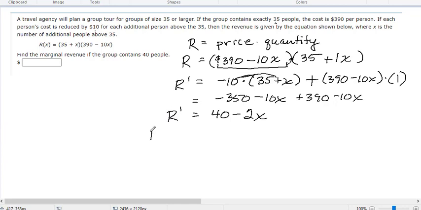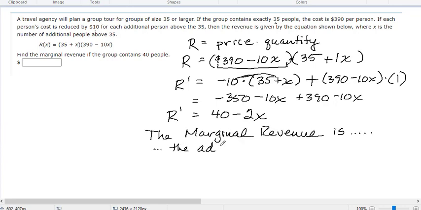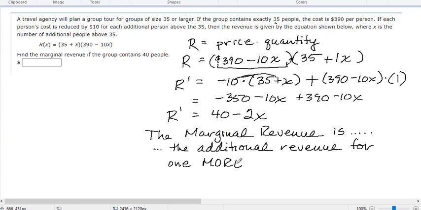Okay, now in business, the marginal revenue is defined to be the additional revenue for one more unit sold.